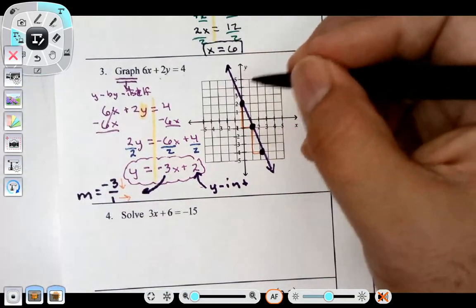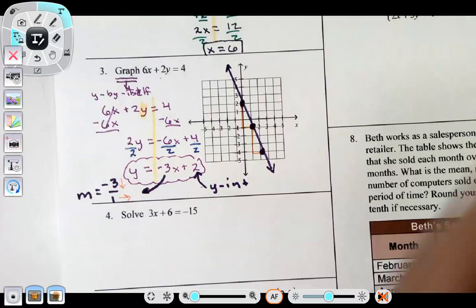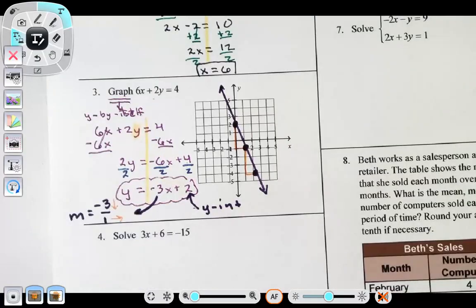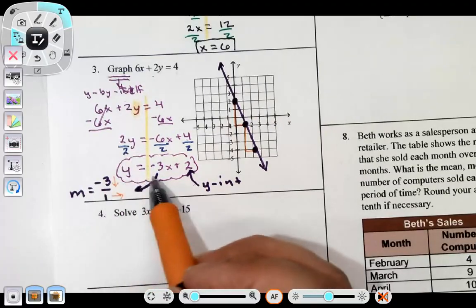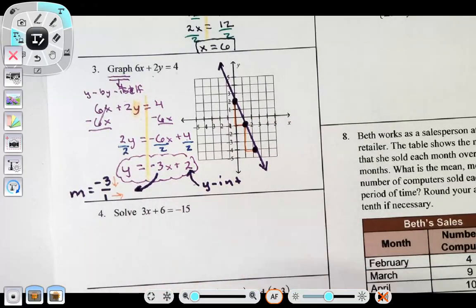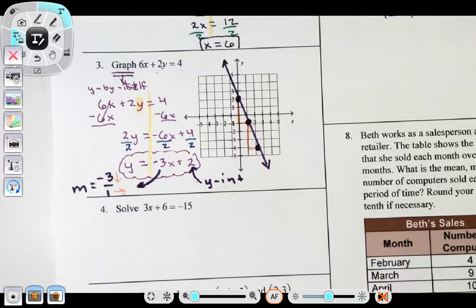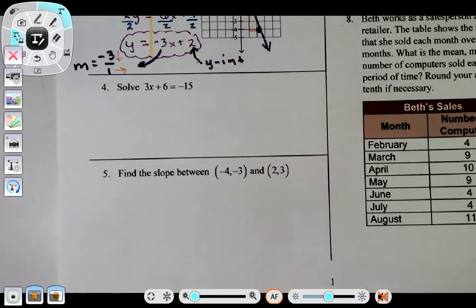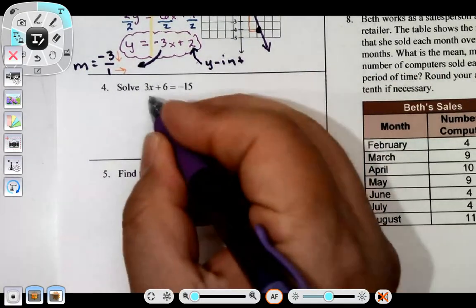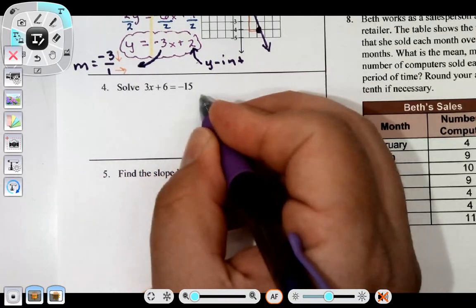But again, this one continues to be a little bit of an issue for some. Graphing, you have two options. Get y by itself first, which is the good option here, so we can use this technique, or you can always make a table. So again, these are the throwback questions that we're concerned about, especially with the final coming up. So we want to make sure we review those the most. All right, so look at this one now. 3x plus 6 is equal to negative 15.